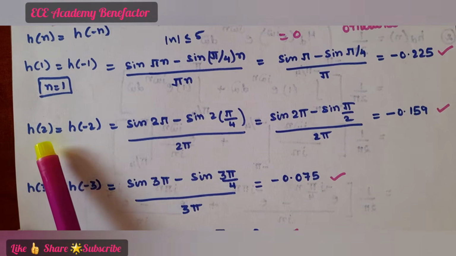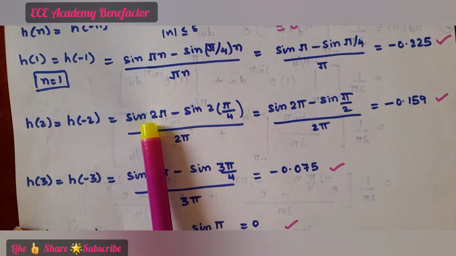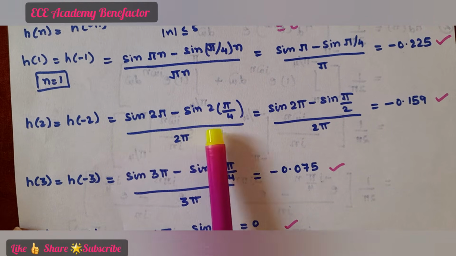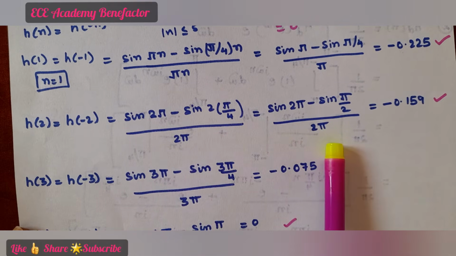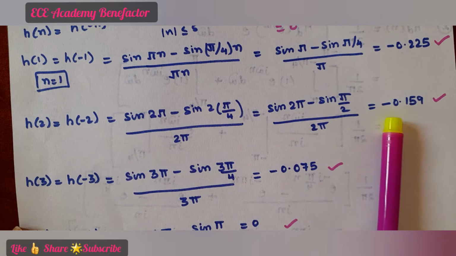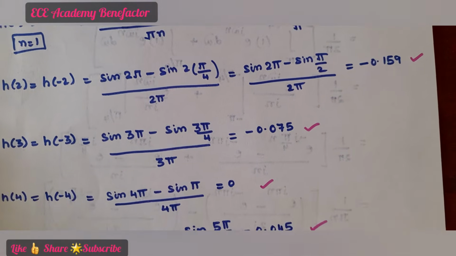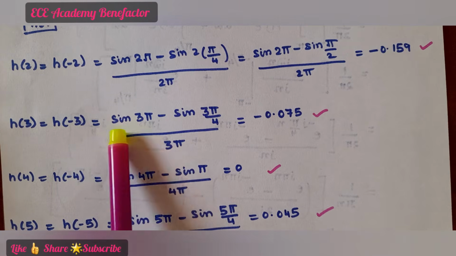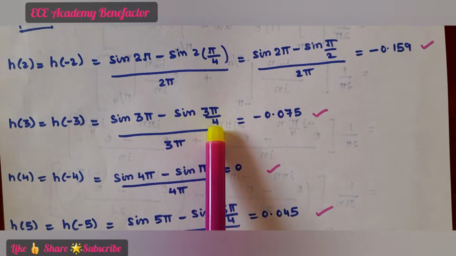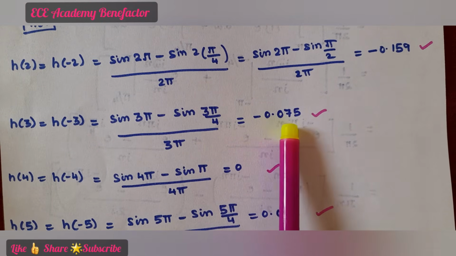Now, compute h of 2. h of 2 will be equal to h of minus 2. Substitute n value as 2 in this equation: sin 2 pi minus sin 2 pi by 4, by 2 pi. On simplifying, we will get minus 0.159. Next, compute h of 3, which is equal to h of minus 3. Substitute n value as 3 in the hd of n equation. So, sin 3 pi minus sin 3 pi by 4, by 3 pi, which is equal to minus 0.075.